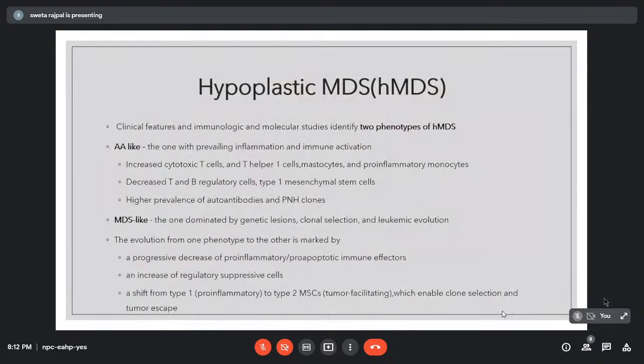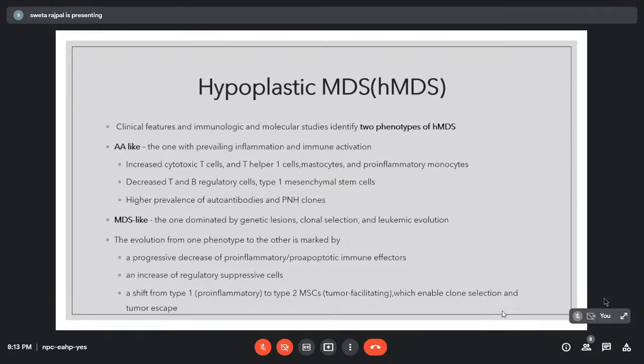Coming to hypoplastic MDS, it is a type of MDS, and it has two phenotypes actually. Generally we know that if you do a bone marrow in MDS, it will be a hyperplastic marrow in 90% of patients, but 10% of patients can have hypoplasia. If you look at the clinical features, immunological and molecular studies, we can see two types of hypoplastic MDS. One is aplastic anemia-like, and another is MDS-like.